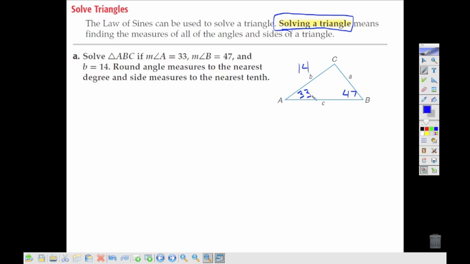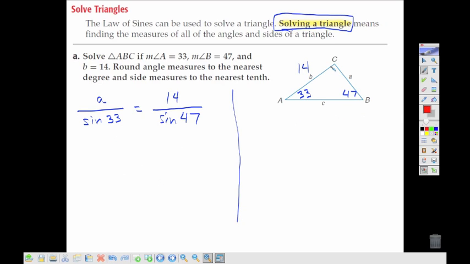So let's start. Since we have B and the angle opposite of it, and we have the angle opposite of A, let's start by looking for A. So we'll set that up as A over the sine of 33. What will that be equal to? Well, we have 14 here, which is opposite of the sine of 47. Okay, so that's one thing that'll allow us to solve for A.